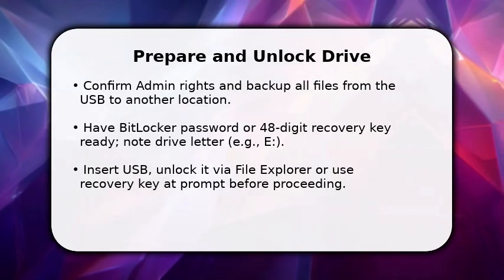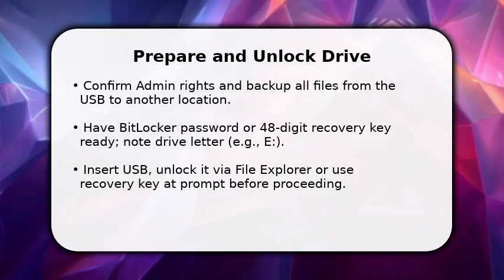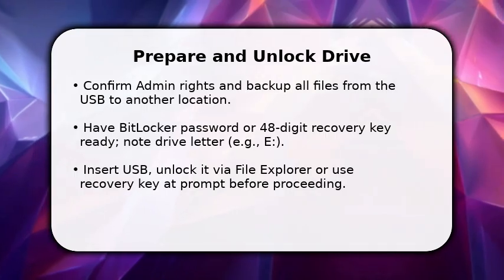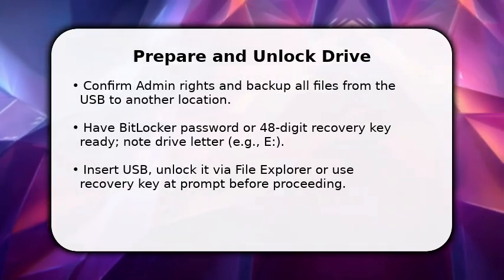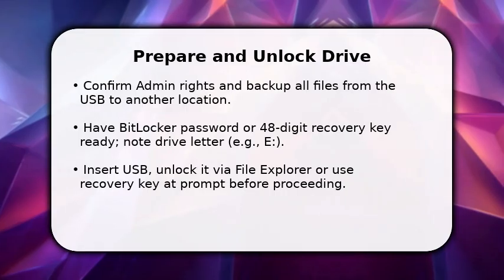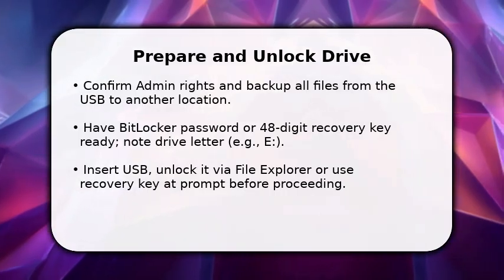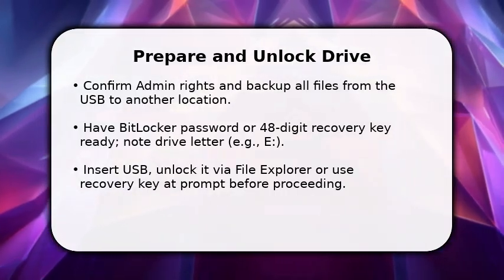Once unlocked, open Control Panel, BitLocker Drive Encryption, or right-click the drive in File Explorer to reveal BitLocker options. Make sure the device is stable and not removed. Now you're ready to remove BitLocker encryption.